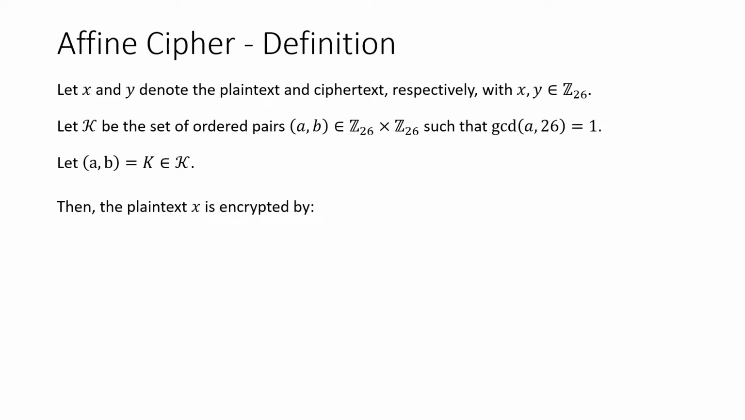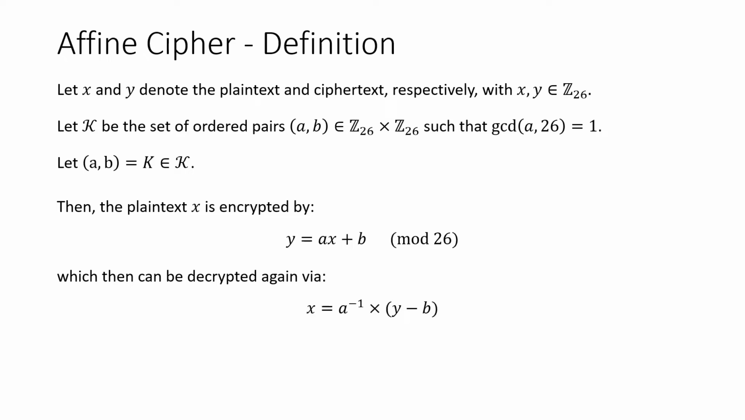Then the plaintext X can be encrypted by the following equation: y is equal to ax plus b mod 26, and given this ciphertext y, we can decrypt it via the following equation: a inverse times y minus b, where when we write a inverse, we are actually referring to the multiplicative inverse of a in Z26.